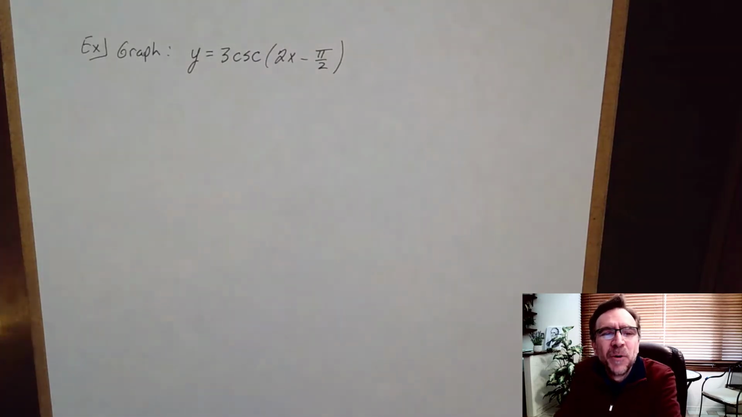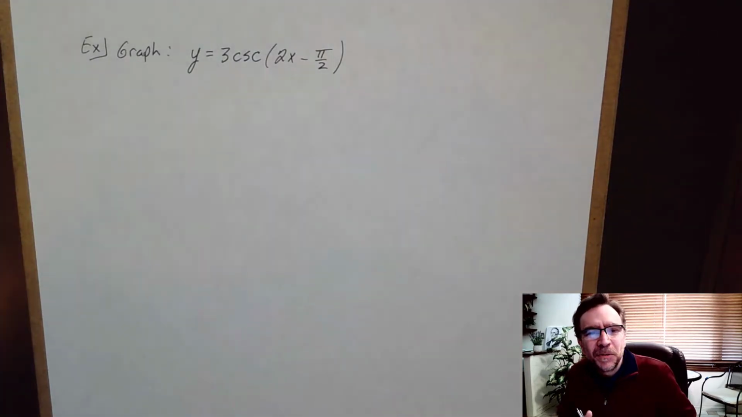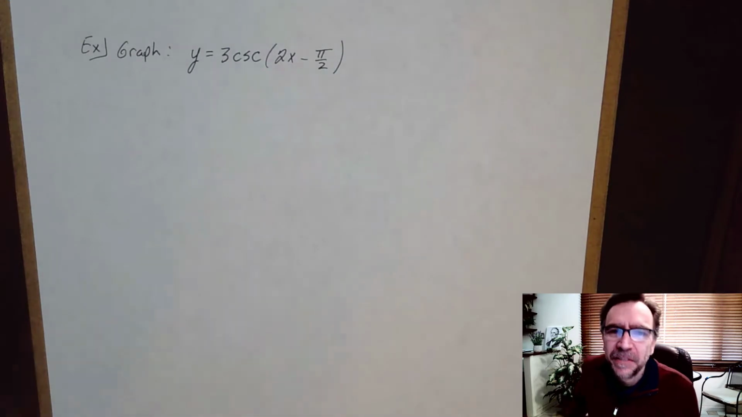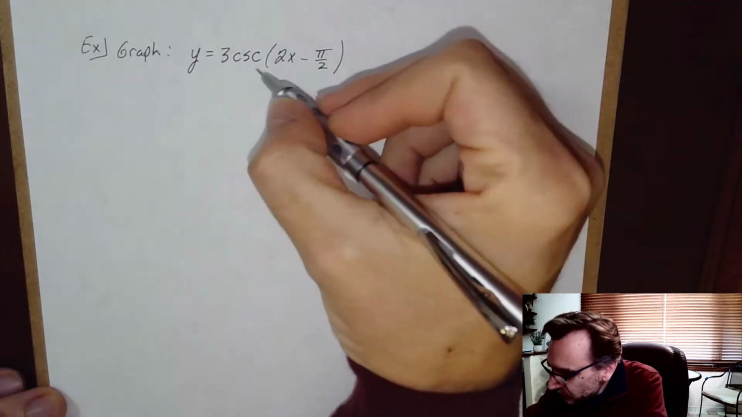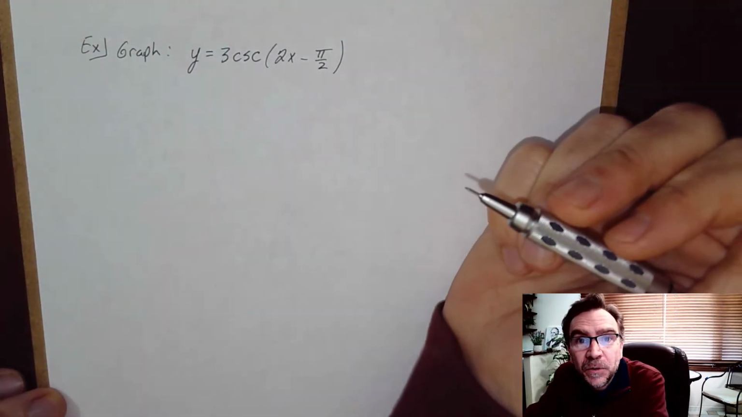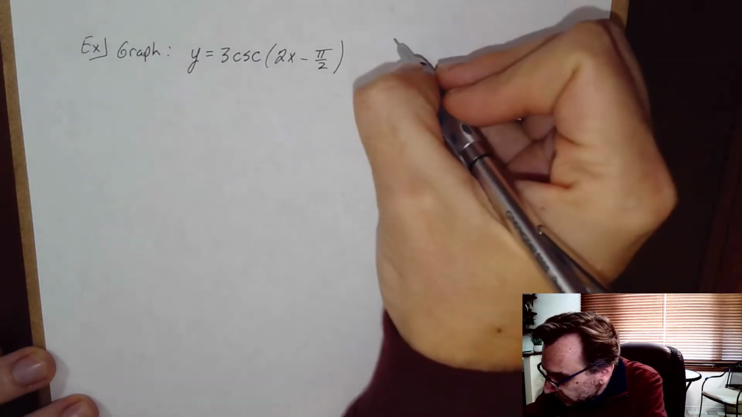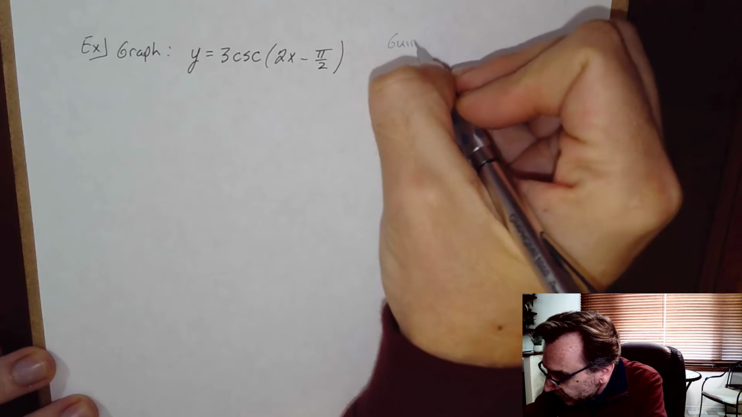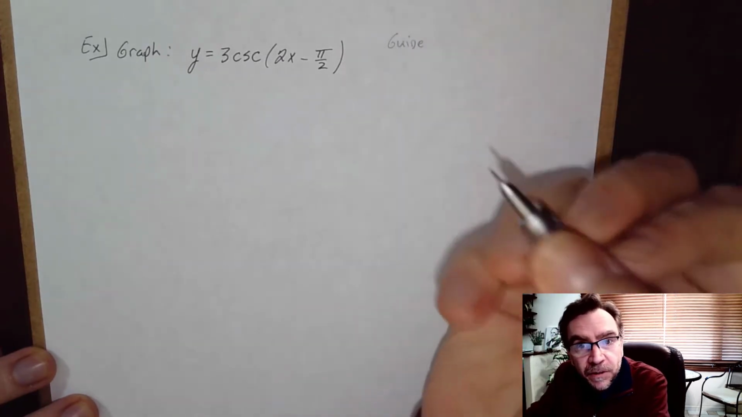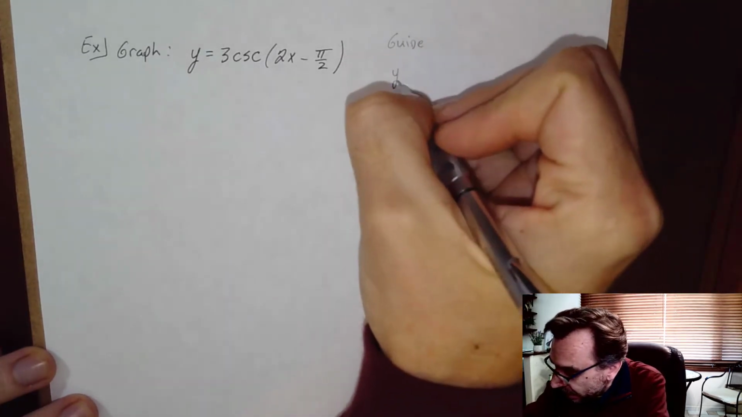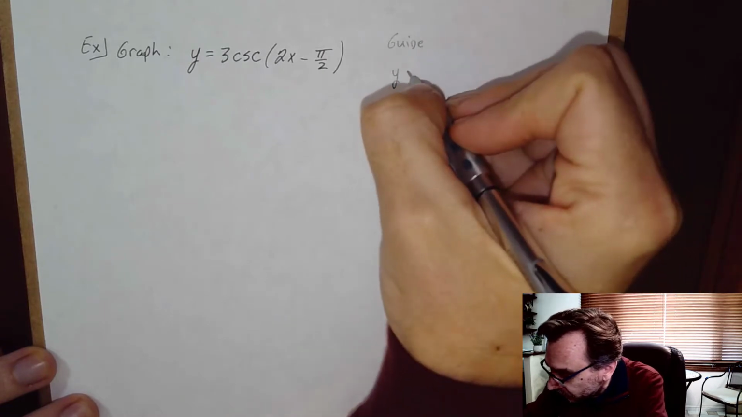Okay, here we're going to graph a more complicated example. Y equals 3 cosecant 2x minus pi over 2. Now for this we know cosecant is 1 over sine. So what I'm going to do is graph that as a guide. And wherever sine is 0, you get that vertical asymptote, right? So that's how we're going to graph this more complicated cosecant function.